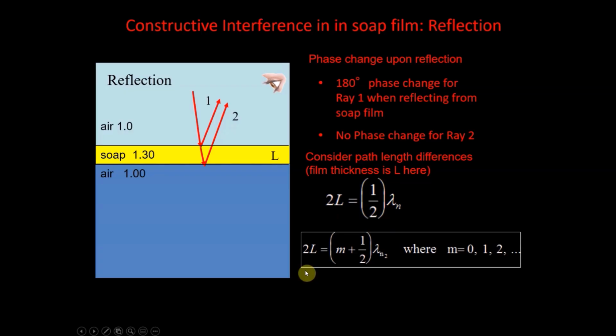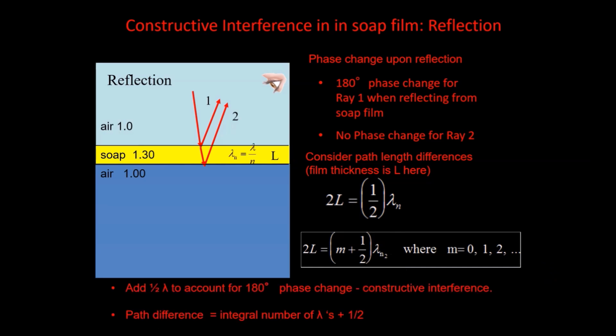So the formula for the interference pattern from this soap film reflection will be 2L is equal to m, which is the order of the interference. Is it the first fringe, second fringe, third fringe, and so on, in integer values, plus 1/2 times lambda, the wavelength. Well, lambda n is lambda over n. Add 1/2 lambda, and that accounts for the 180-degree phase change, giving us constructive interference. So, if we want to predict the positions, the order of our constructive interference, m, we can do so through this formula.